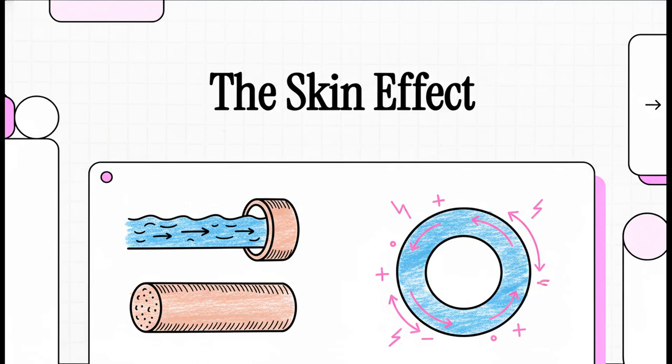All right, let's get right into it. We usually think of electricity flowing through a wire kind of like water through a pipe. It just fills the whole thing up, right? Well, it turns out that's not always the case. Today, we're talking about one of the weirdest phenomena in all of electronics, the skin effect.